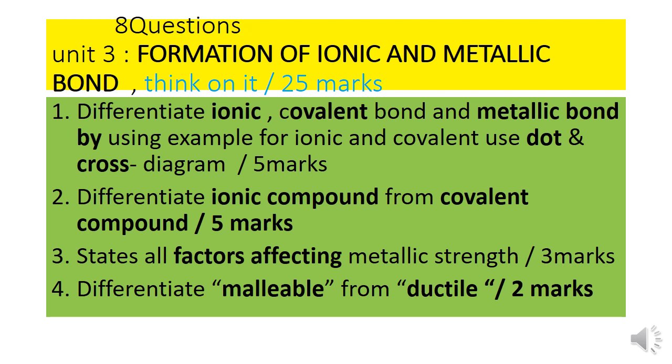Differentiate ionic, covalent, and metallic bond. By using examples for ionic and covalent, use a dot and cross diagram. Differentiate ionic compounds from covalent compounds. State all factors affecting metallic strength. Differentiate malleable from ductile.